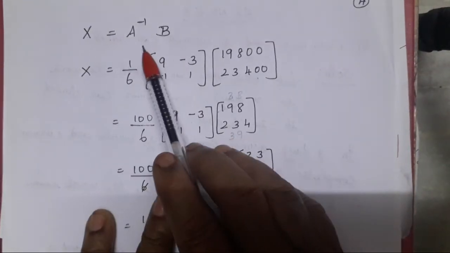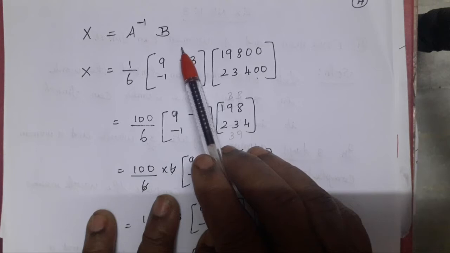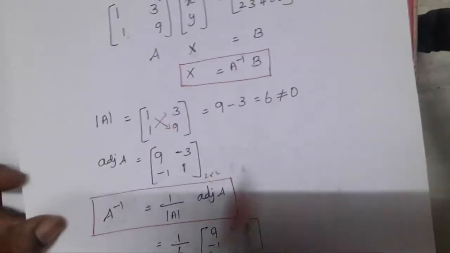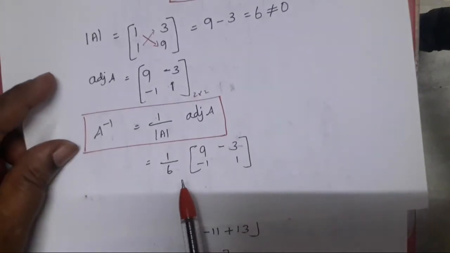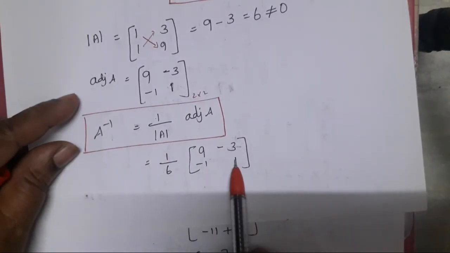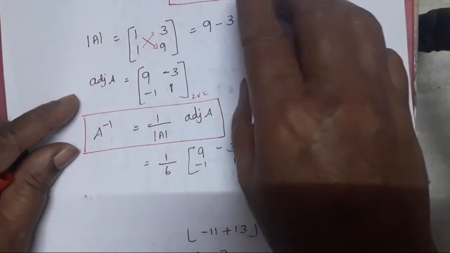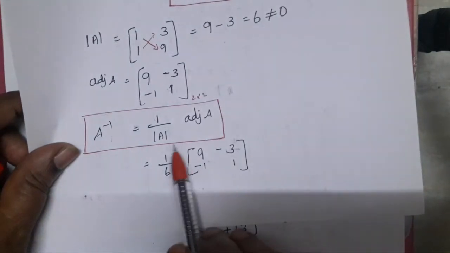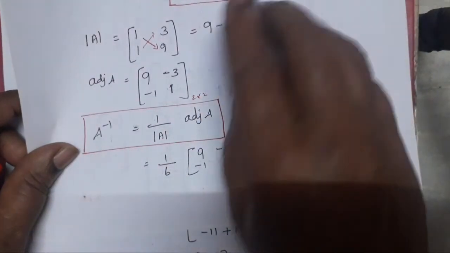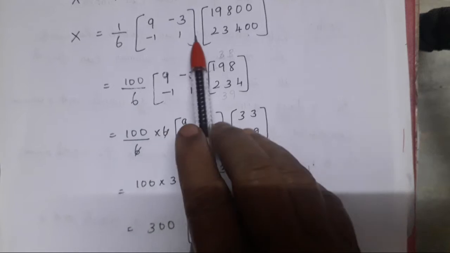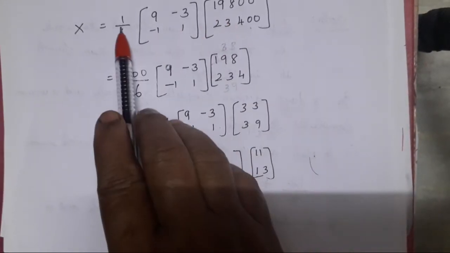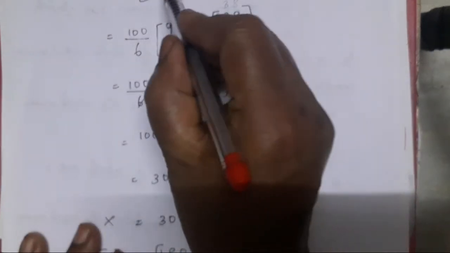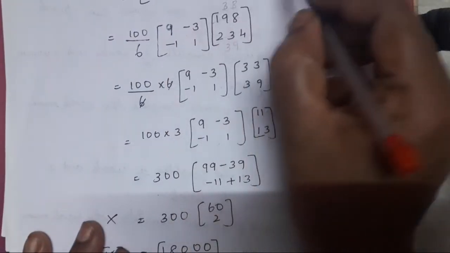Now X is equal to A inverse into B. We already found the A inverse. B is given in the question itself. A inverse is 1 by 6 times [9 -3; -1 1]. B is [19,800; 23,400]. So substitute the value for A inverse as well as the value for B. Now we write it in matrix form. Next we are going to do the matrix multiplication: first row with the first column.